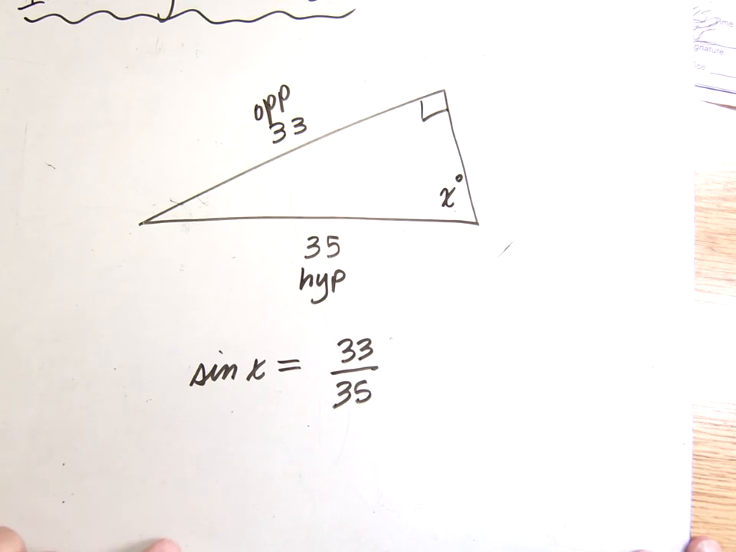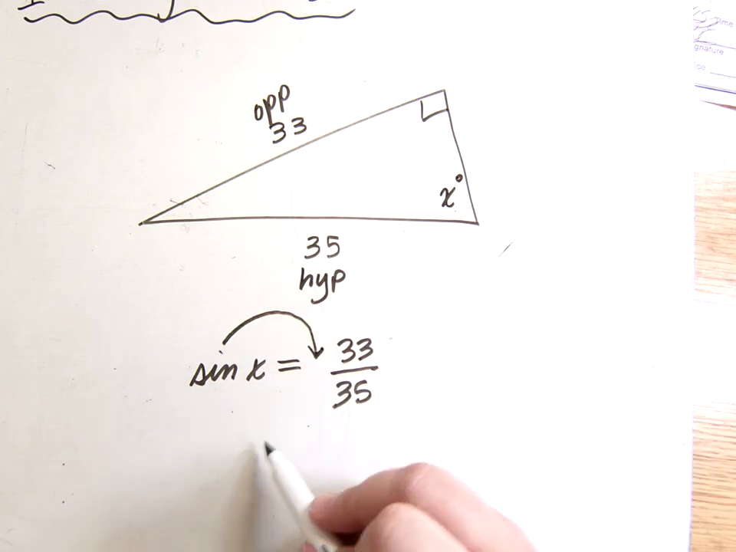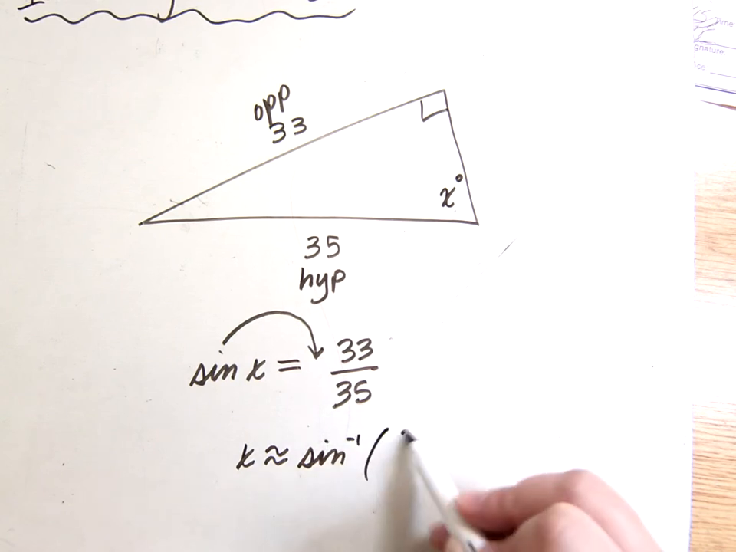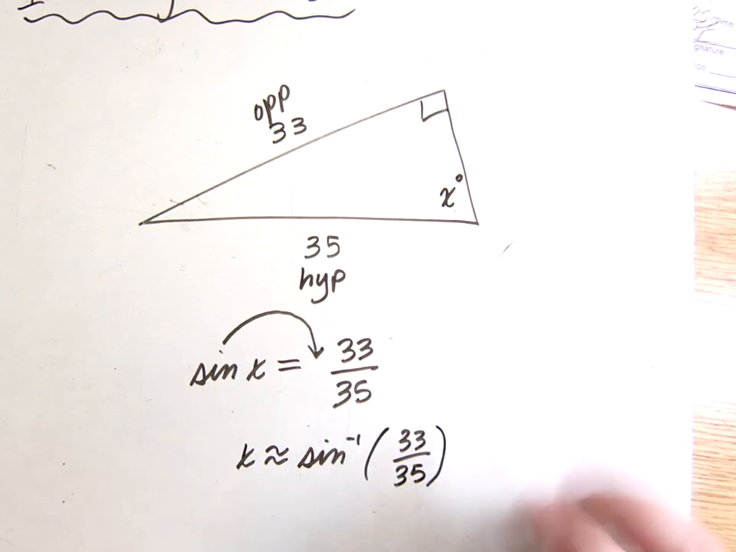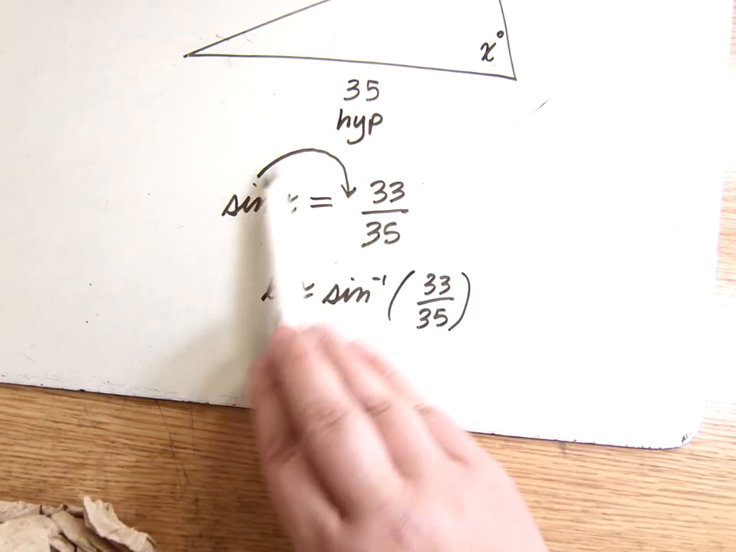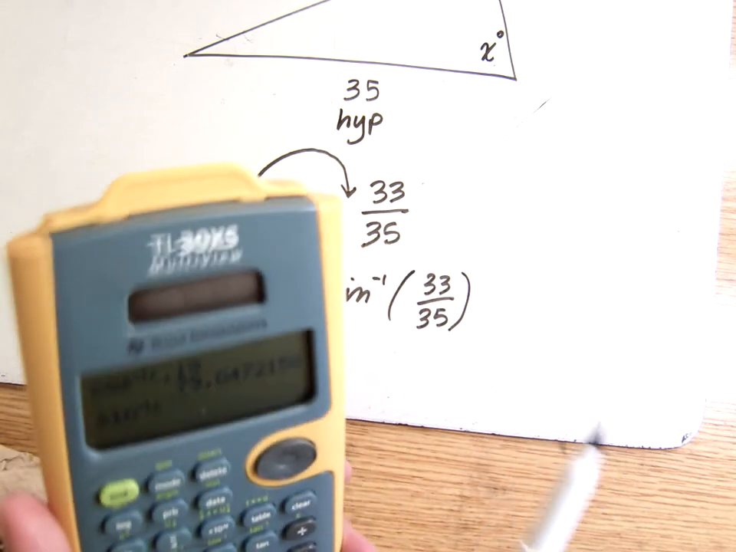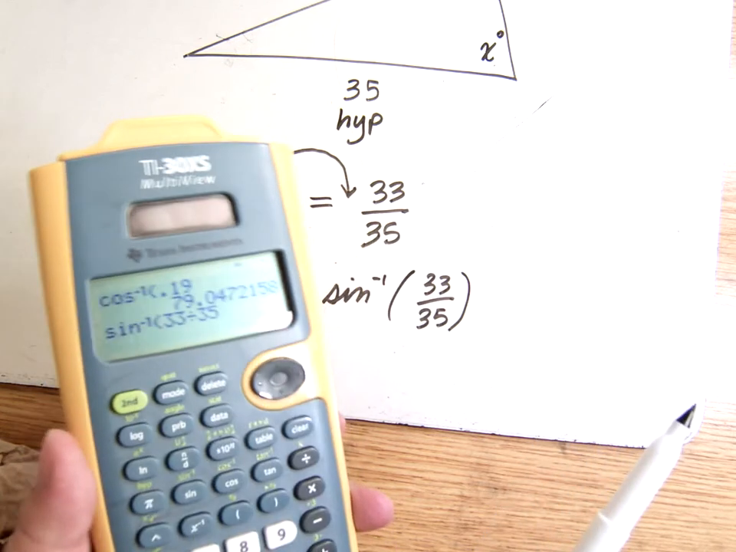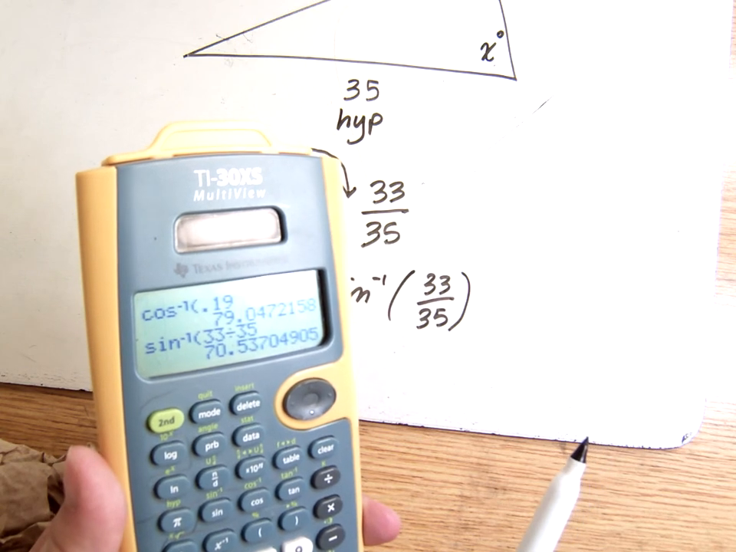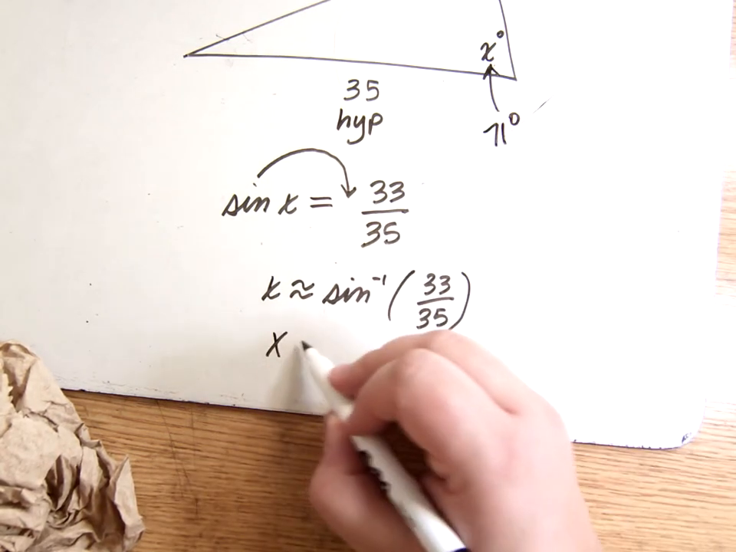And then to find x, again, it's like I'm just picking up the sine and moving it over here. If sine of x equals 33/35, then x equals the inverse sine of 33/35. We don't have to change it to a decimal first. We can put it in our calculators just like that. So it's like we've moved the sine over here. It becomes inverse sine in the process. Inverse sine of 33 divided by 35 gives me 70.537, or 71 degrees approximately. So x is about 71 degrees.